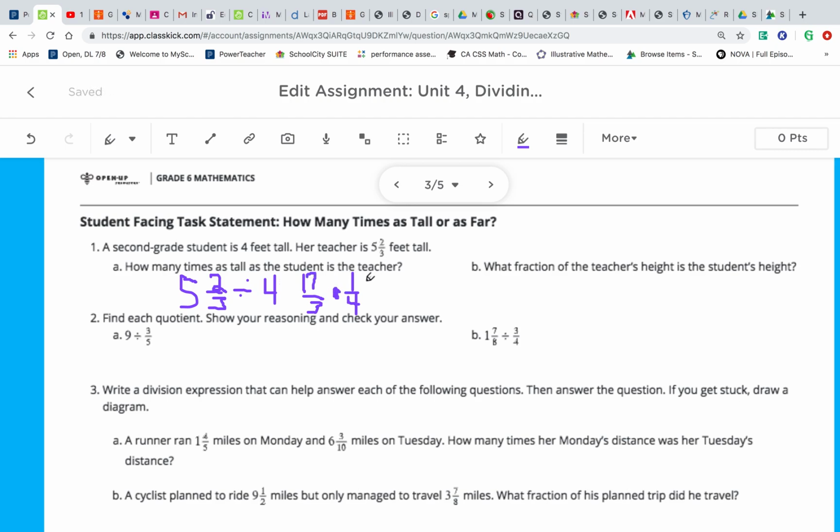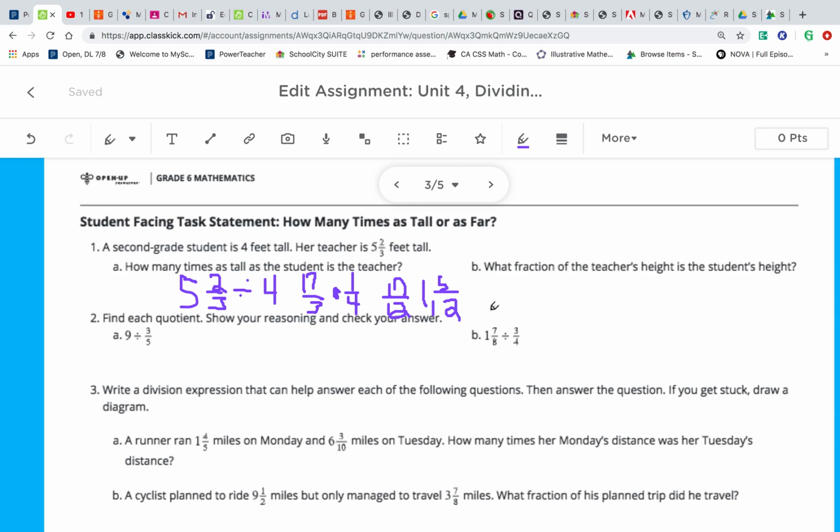We have 17 times 1. We can look for cross canceling, I guess. 1 and 3, that's not going to do anything for us. 4 doesn't go into 17 evenly, so we're just going to do 17 times 1, which is 17. And then 3 times 4 is 12. And so we have 17 over 12. If we want to make that back into a mixed number, 12 goes into 17 one time, with a remainder of 5, out of 12.